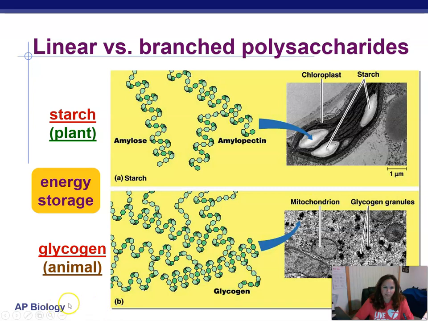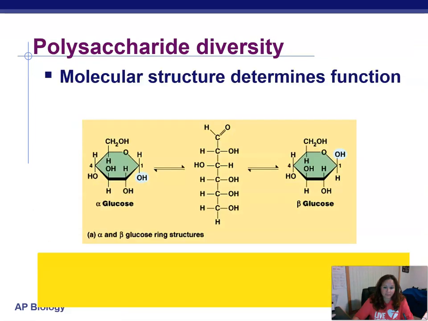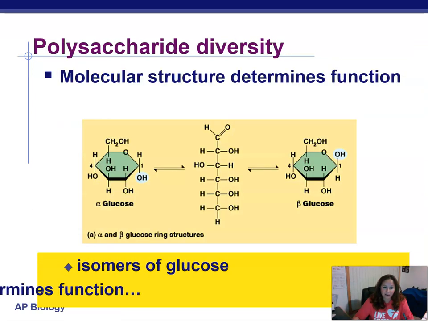So again, these are both energy storage. The starch is more of a slow release, but the glycogen for animals is more of a fast release. Just the way the bonds are put together and the structure that it ends up being. All right.